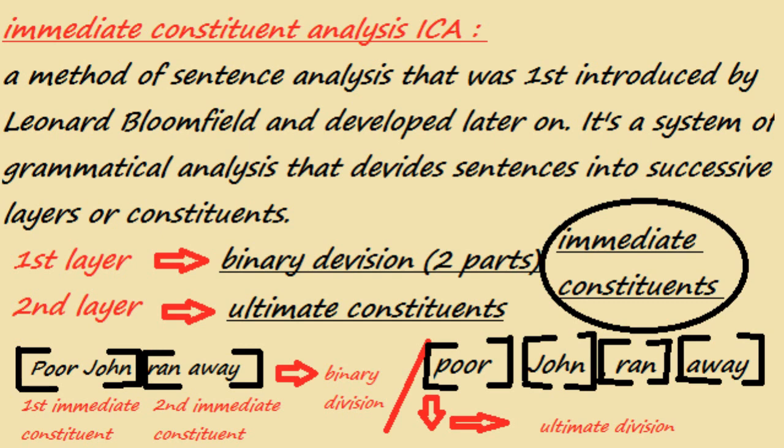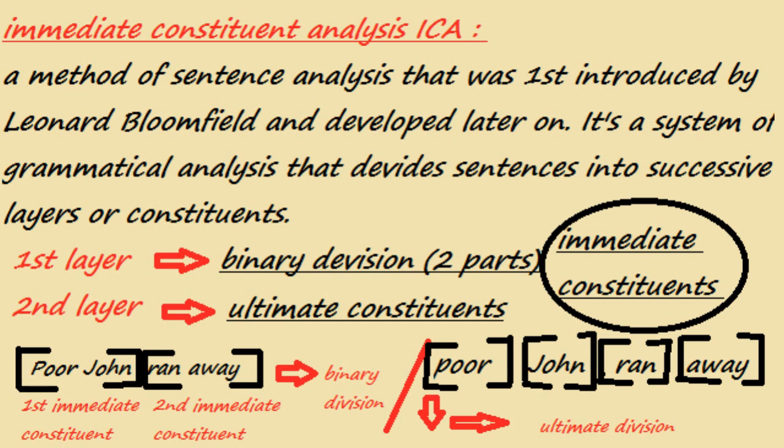You might find the vocabulary is a little bit complex. What do we mean by layers? What do we mean by constituents? But it's easy. You are going to understand when we illustrate with the tree diagram or even the examples. The first layer, you should pay attention here, is called binary division. It means you have two parts, and each part we call an immediate constituent. The second layer is the last one. It is called the ultimate constituent.